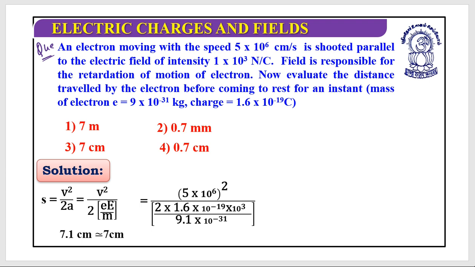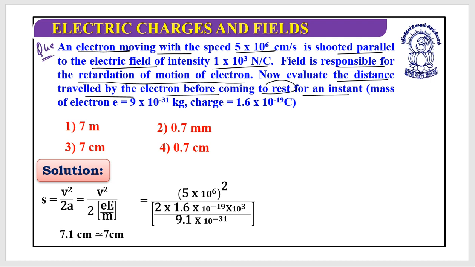The next question is, go through this very carefully but fast. What they have given is an electron is moving with the speed of 5 into 10 to the power 6 centimeter per second, shot parallel to the electric field of intensity 1 into 10 to the power 3. The field is responsible for retardation of the electron's motion.